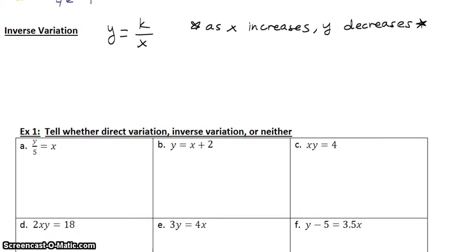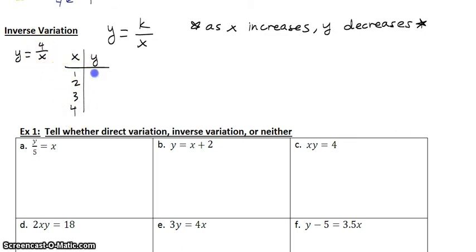As x increases, y is going to decrease. Here's my example. Let's use 4 again. y equals 4 divided by x. Let's suppose I use the same x values I used before: 1, 2, 3, 4. Now when I find my y value, I'm going to take those and plug them into x.